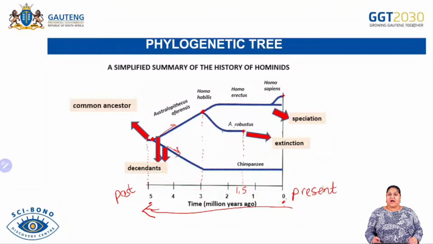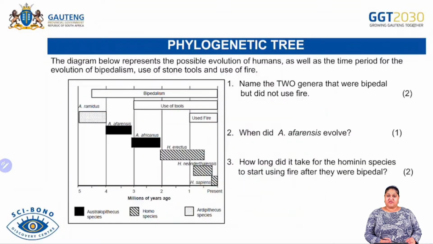Because for how long something existed, it would be for how many years it was around. But when we are looking at when it originated or when it became extinct, it already happened, it's in the past. Therefore, it happened so many million years ago. Once you understand these basic skills, it will be easy to apply your knowledge. So let's see if you can get it right.